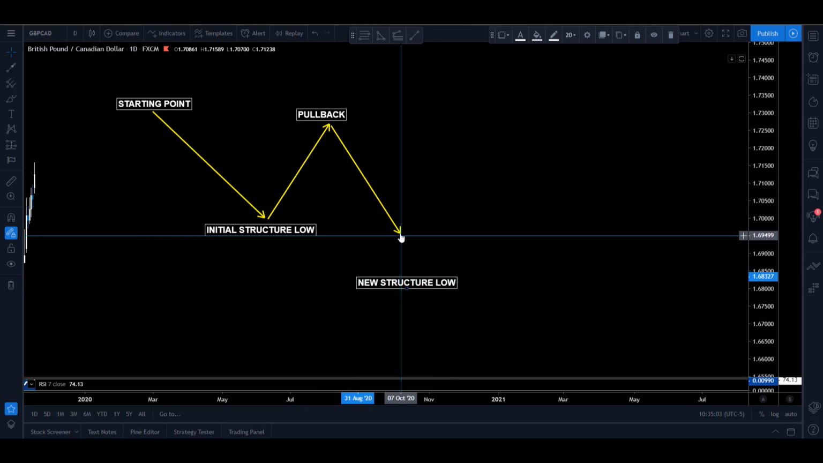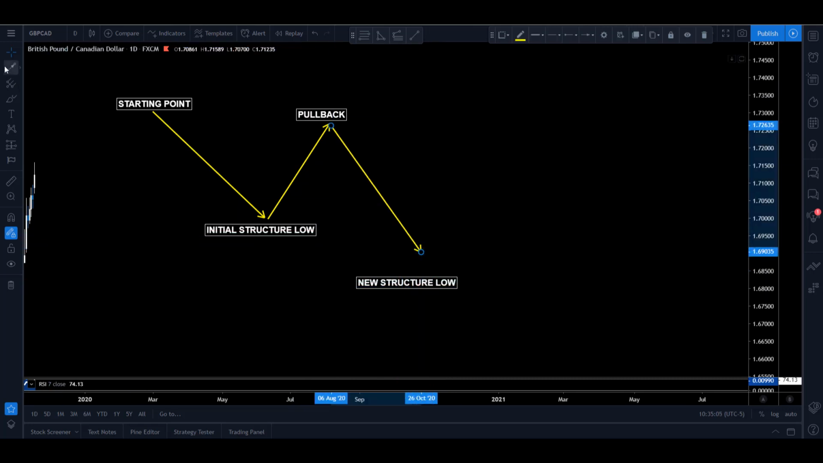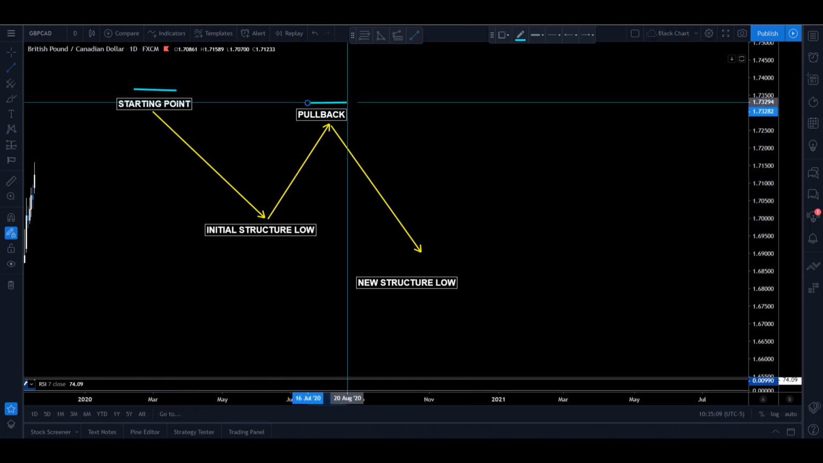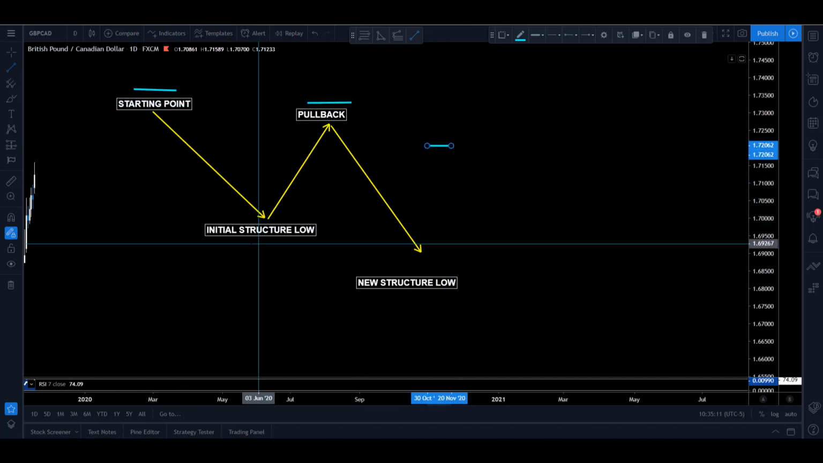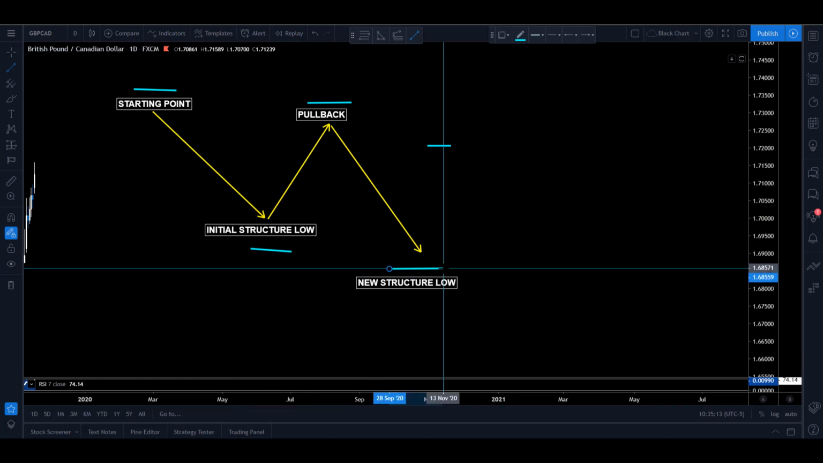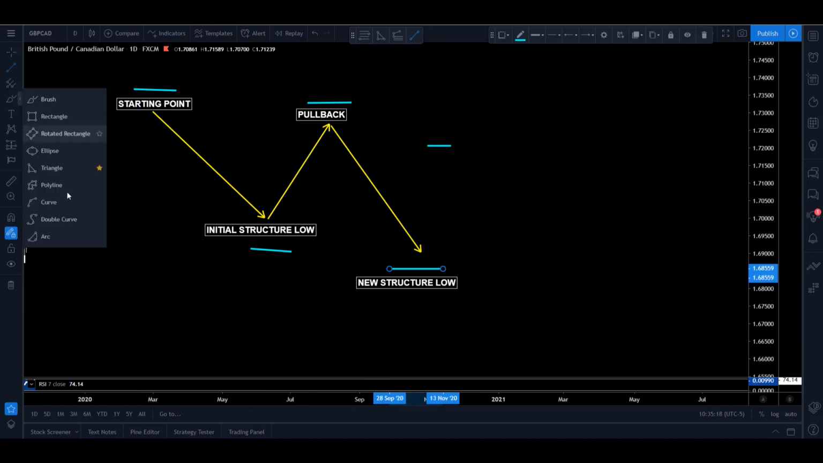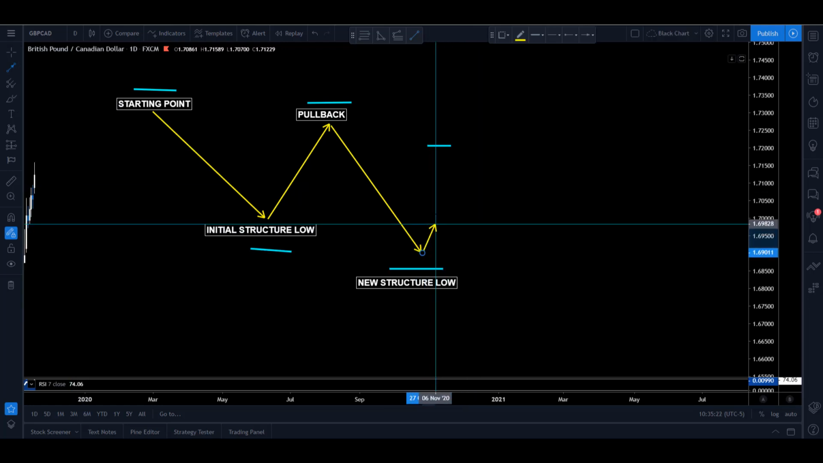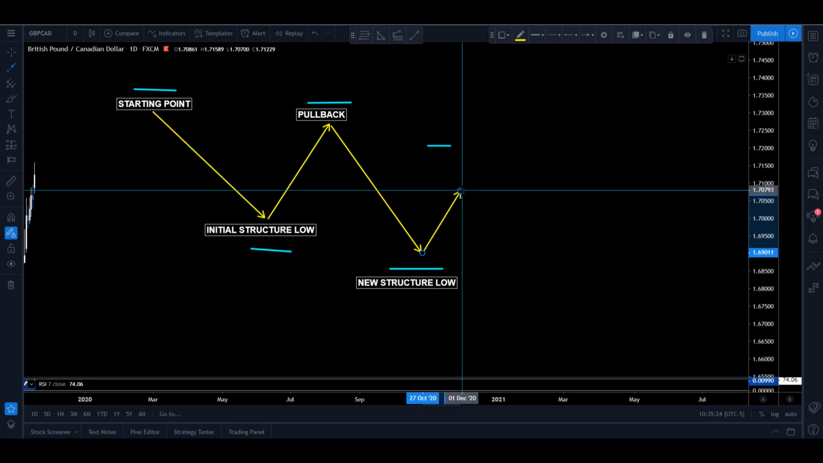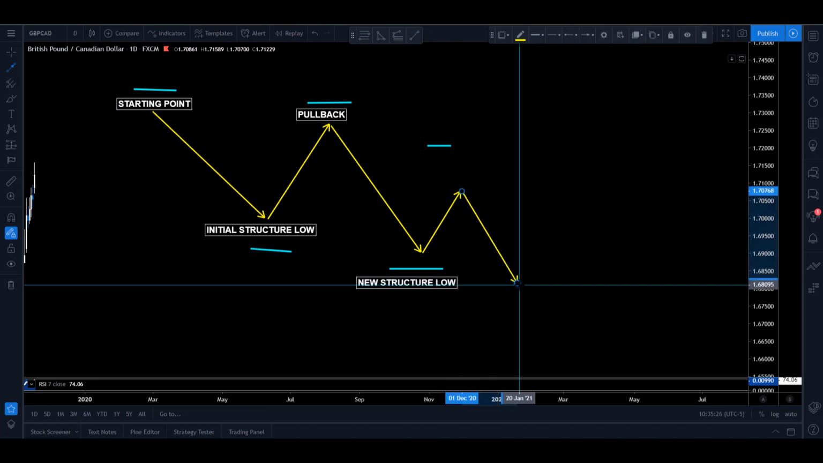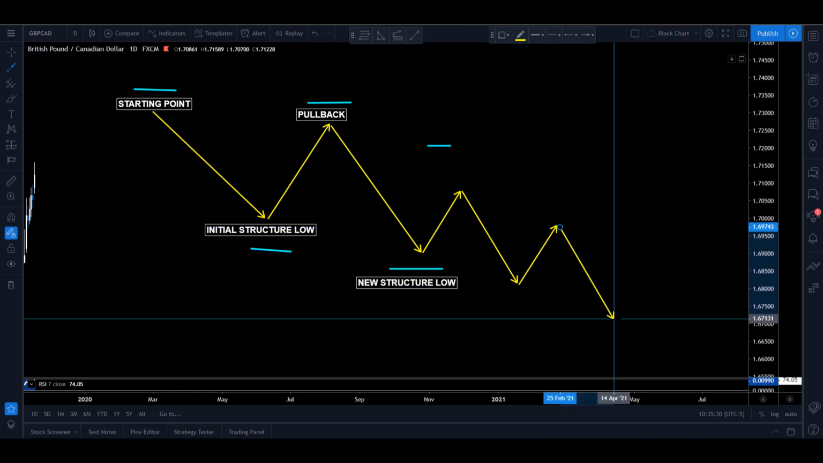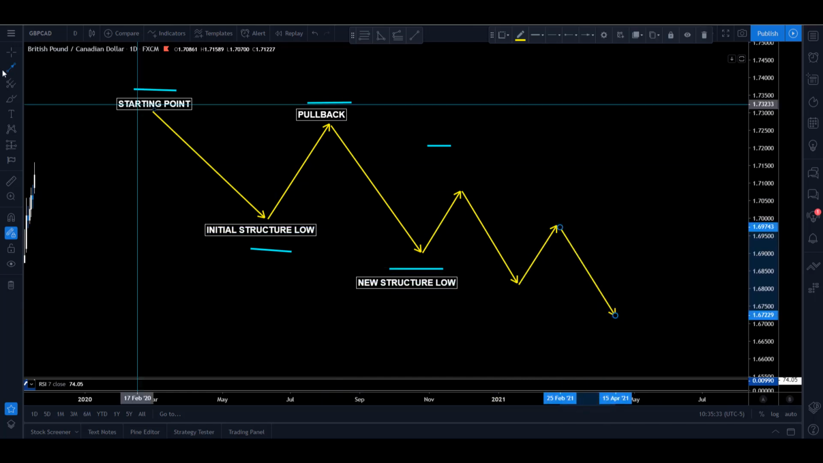And as long as the market is putting in this pattern, if we were to look at it a different way, of lower highs and lower lows, right? As long as we're putting in this pattern, we are in a bearish trend, right? So we'll draw it out. So we have this pullback, new structure low, bearish trend, right? Pullback, new structure low, bearish trend.